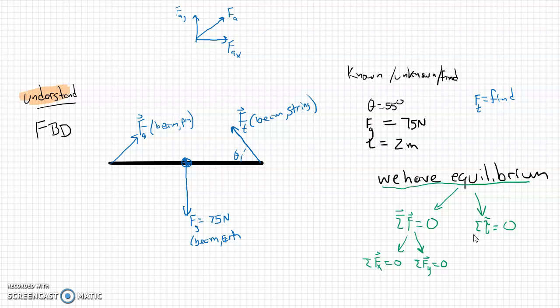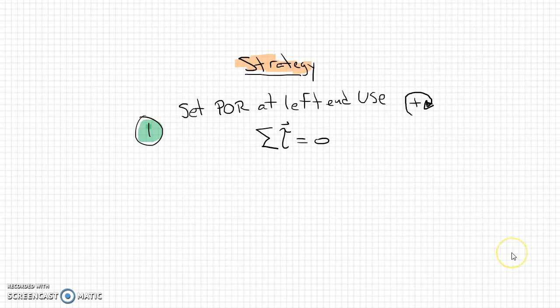So this is something that we are going to take advantage of as we come up with a strategy. Anytime we're using torques, we need to set a point of rotation. Now again, this point of rotation can be a physical fulcrum, but it doesn't have to be. In this case, I have chosen the point of rotation to be at the left end of our beam, and I'm going to use the clockwise direction as our positive torque direction.